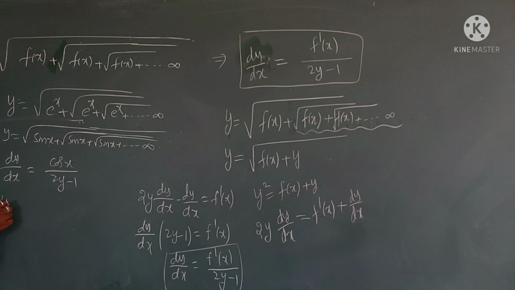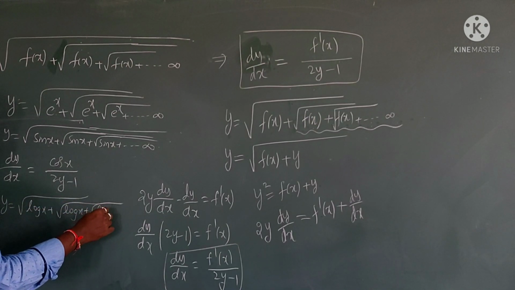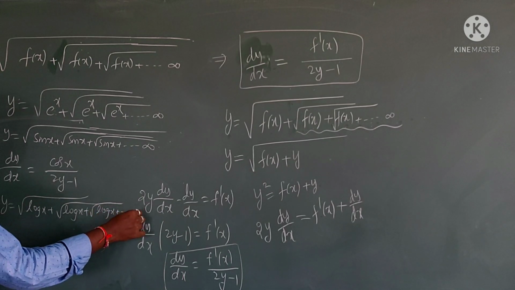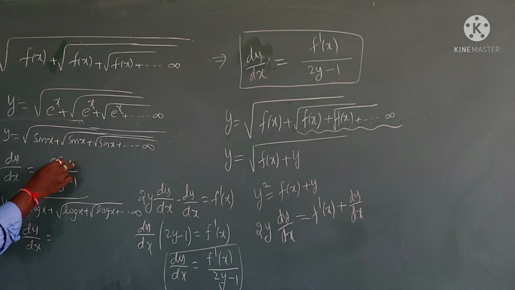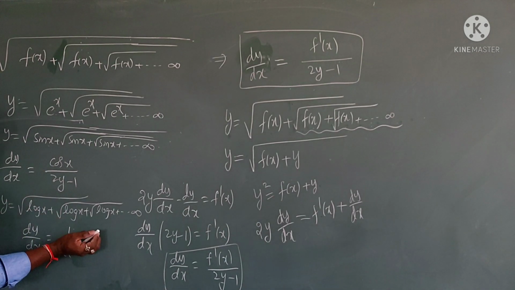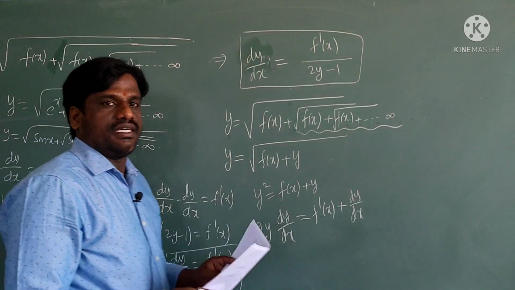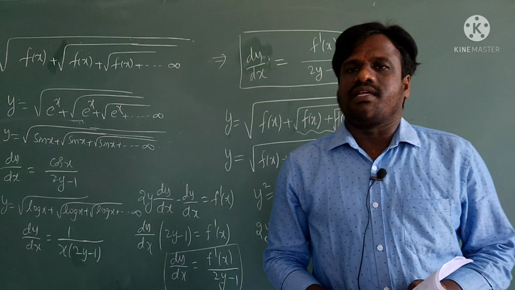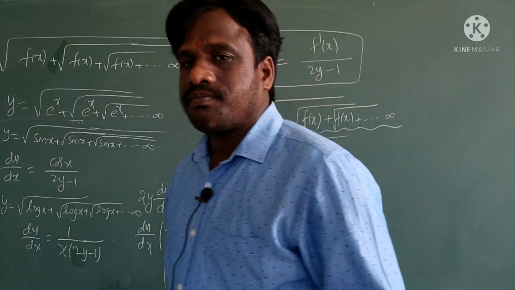Now if I write y is equal to square root of log x plus square root of log x plus square root of log x plus so and so infinity, what is the answer for this? dy by dx is equal to 1 upon x, right? Yes, sir. 1 upon x into 2y minus 1. So this is the answer for the question. If you know the trick, then you can answer very quickly. Understood what I said? Please note it down.